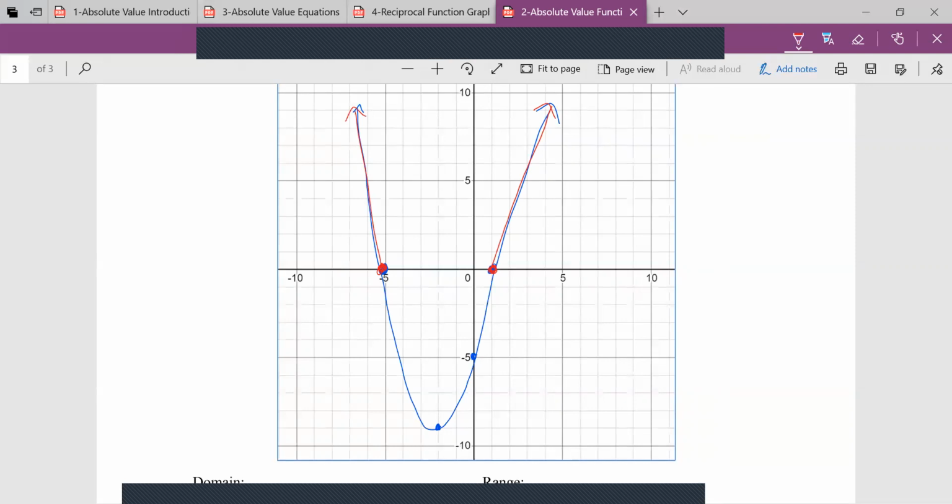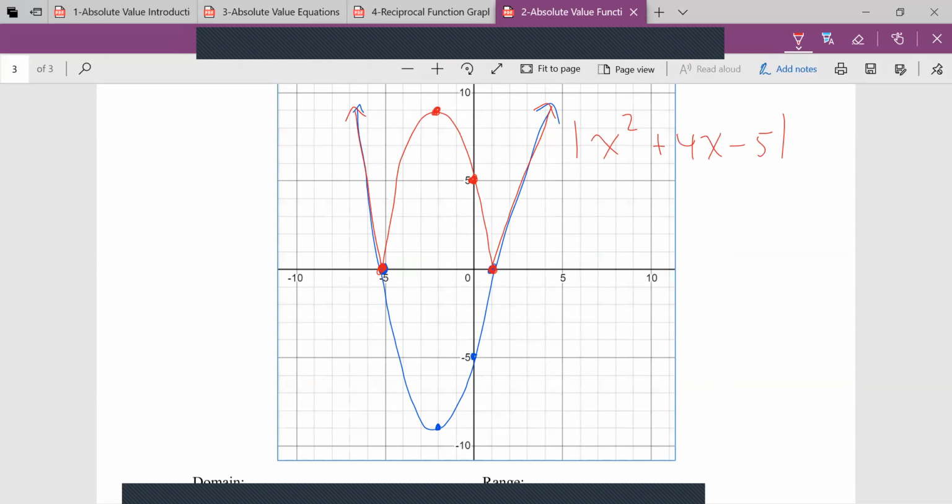And then let's look at where we were negative. Well, the y-intercept was at -5, so the absolute value of that will now be +5. The vertex was at (-2, -9), so the new vertex will be at (-2, +9). And what we get is this W-looking shape, just like that. That right there is the absolute value of x squared plus 4x minus 5.